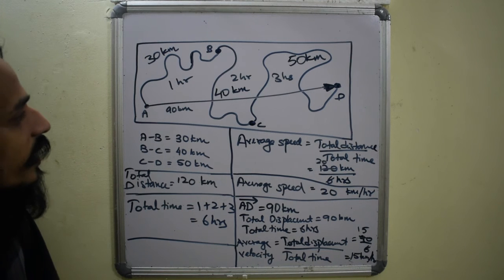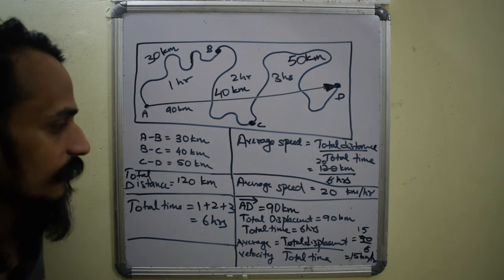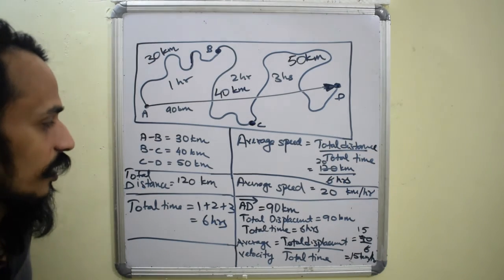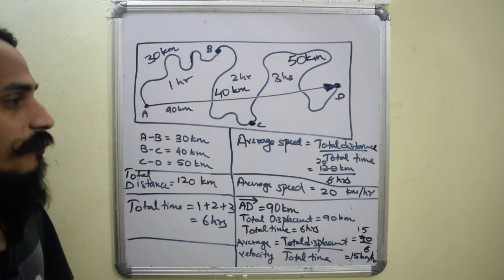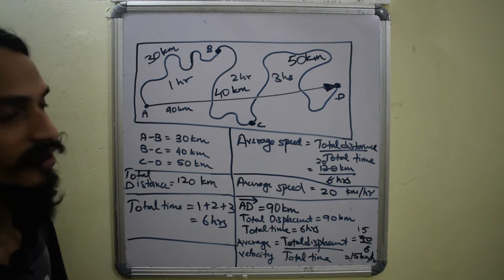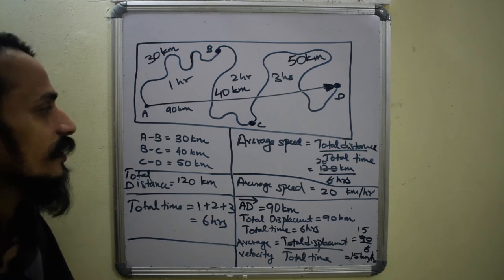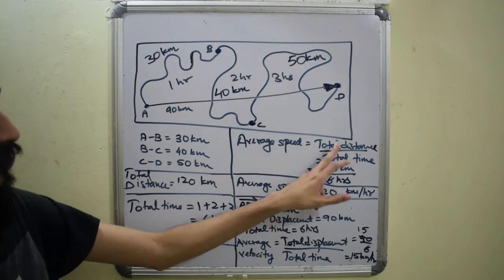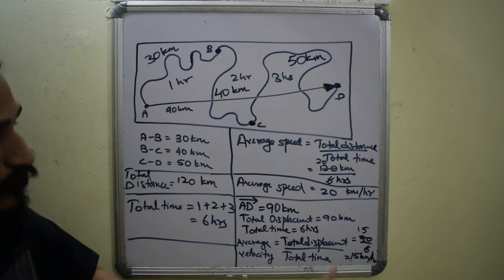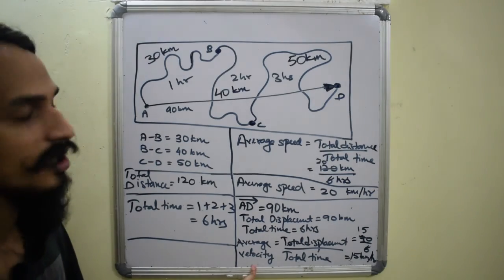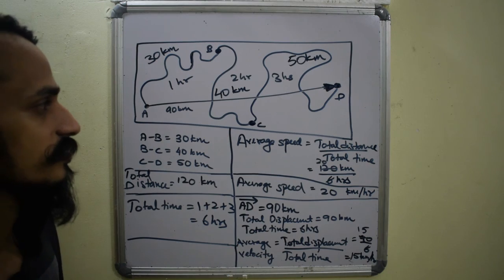I am going to give you a couple more example problems like this, which I can put on the screen. I'm going to need you to find the answers in the same way. The steps I'm going to repeat again. Whenever a path is given, figure out the total distance and the total time taken. If you divide total distance by total time, you get average speed. If you divide total displacement by total time, you get velocity. For displacement, we find the direct distance between the two points. Clear?